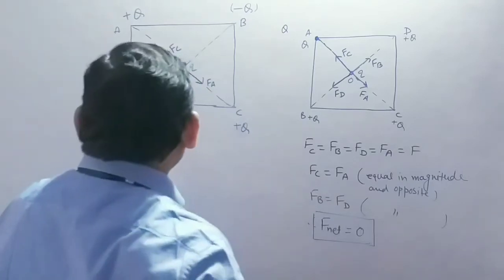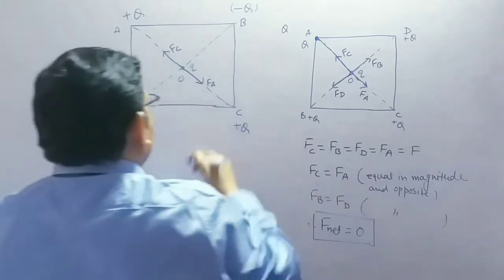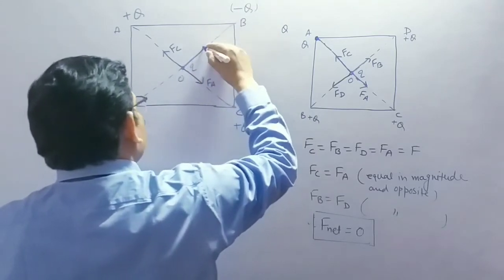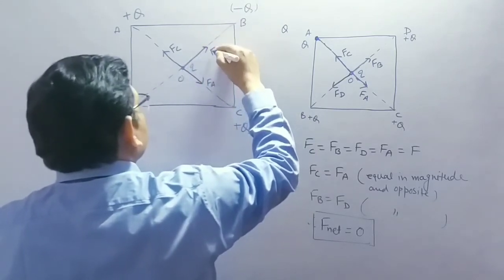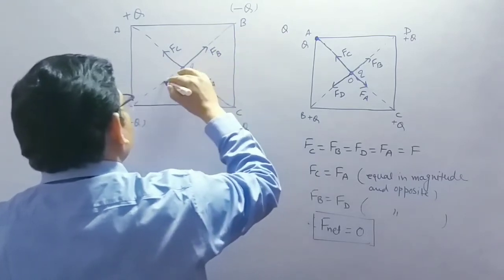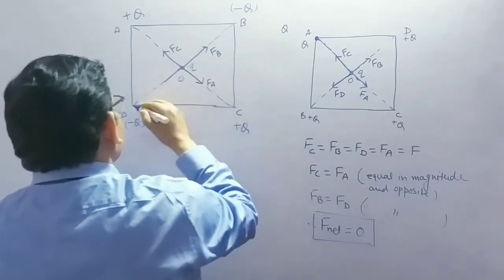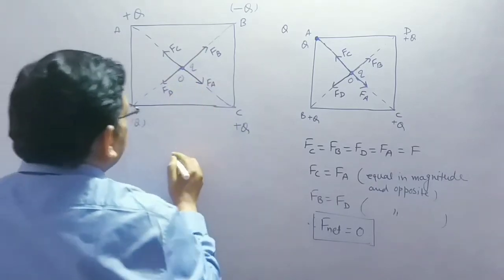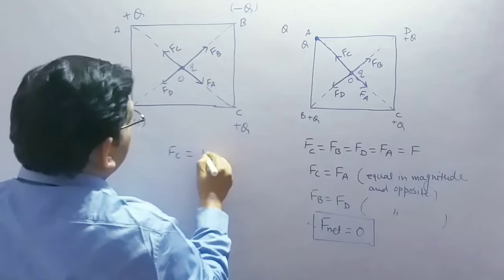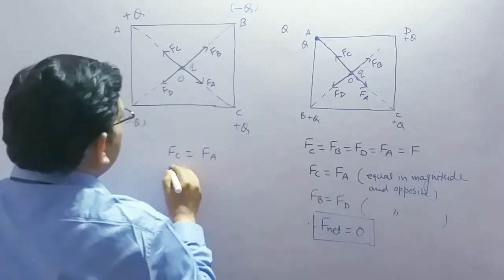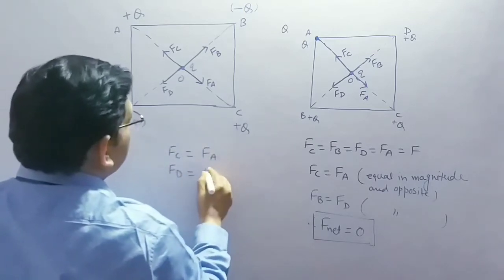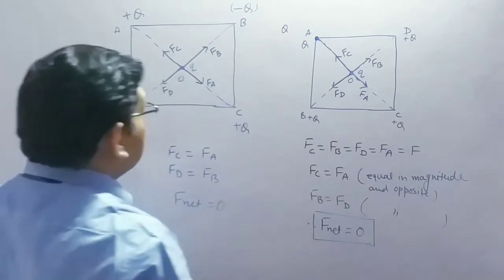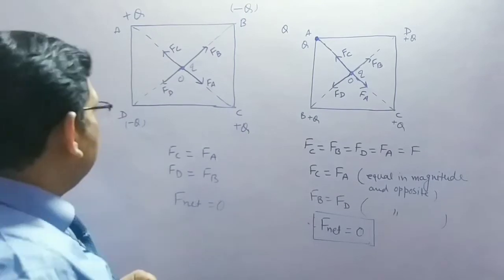What about the charge at B and D? The charge minus Q attracts this one in this direction. This charge small q is attracted this side. Also in this condition, we find that force A is equal to force C, force B is equal to force D. Net force is 0. Again in this condition, the resultant force is 0.